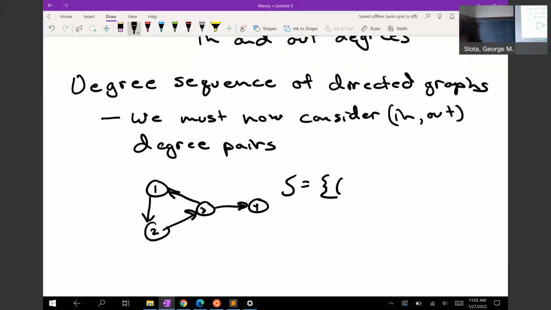So for vertex 1, in degree is 1, out degree is 1. Vertex 2, also the same case, in degree 1, out degree 1. Vertex 3, 3, 1. It really doesn't matter if it's in comma out or out comma in, as long as it's consistent. And then the final one, in degree of 1, out degree of 0.